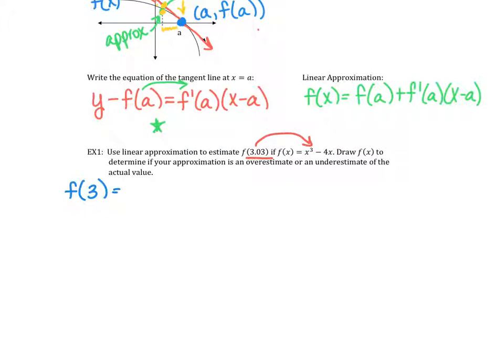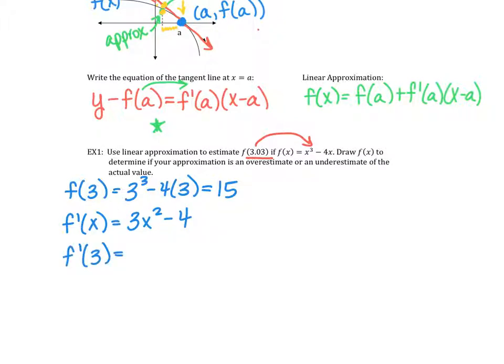So I'm going to plug that in. That would be 3 cubed minus 4 times 3. 27 minus 12 gives me 15. I can come up with the derivative easily. Thank goodness for the power rule. And thus, I can find the derivative at 3, or in other words, the slope of the tangent line.